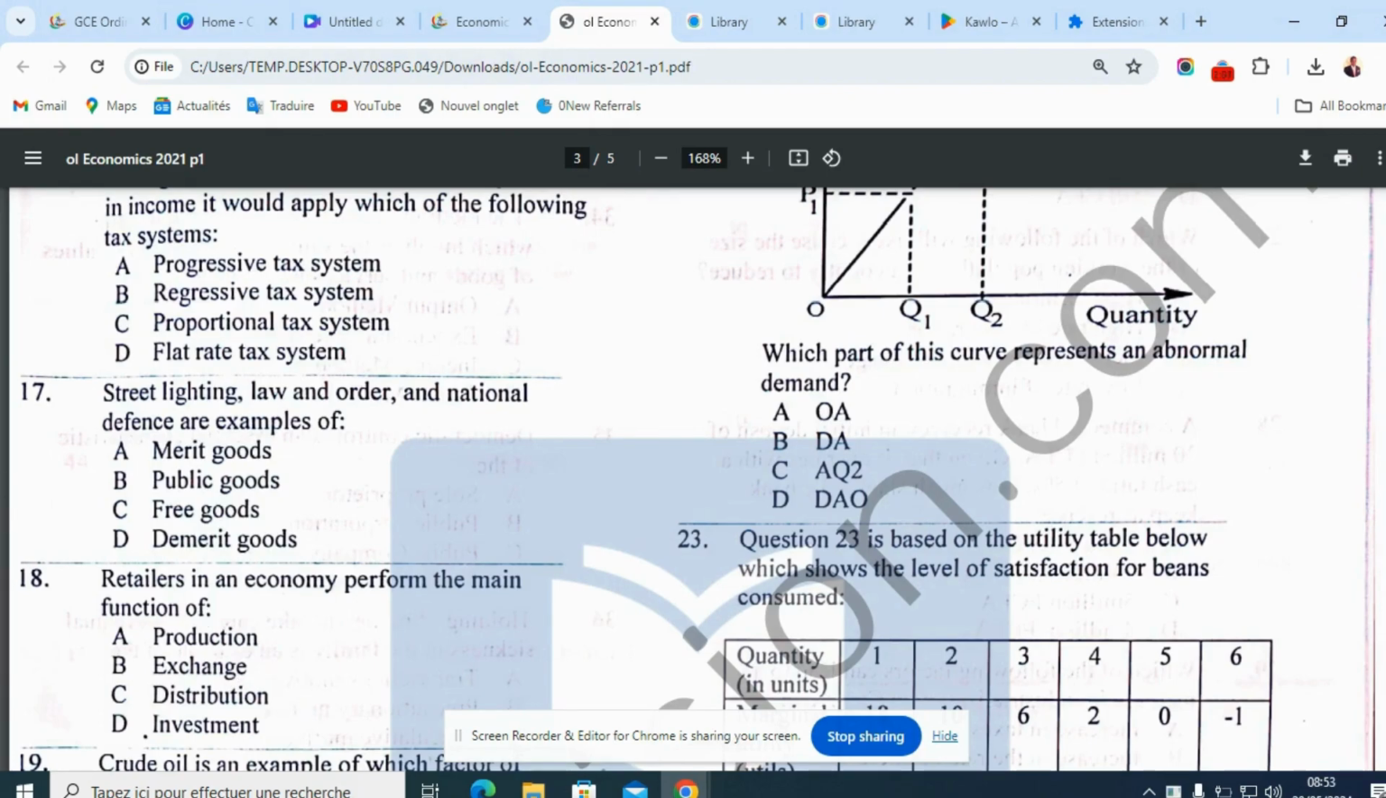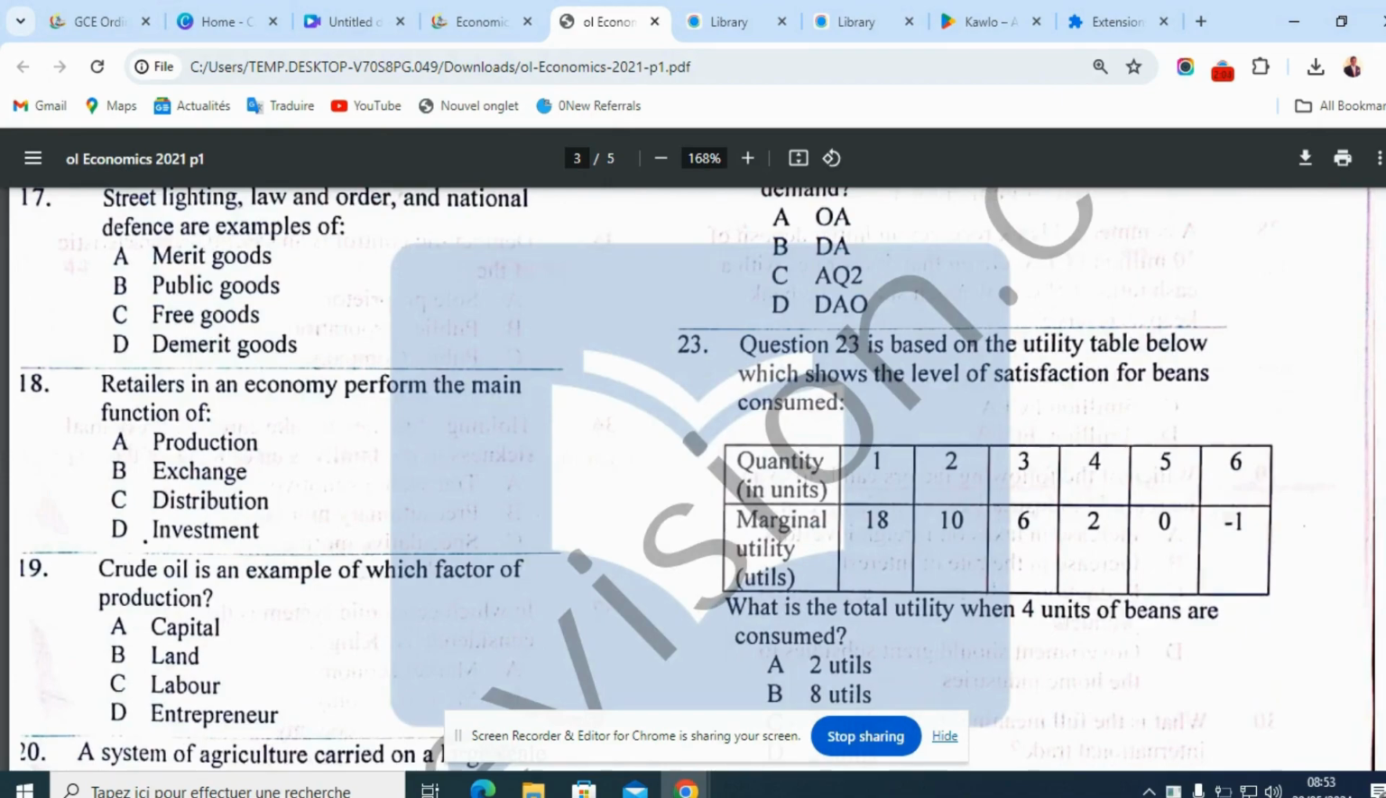18. Retailers in an economy perform the main function of. So what are the main functions? It's asking for the main functions of retailers in an economy, right? So that is 18. The main function of a retailer actually is distribution. It's not production. The retailer does not produce, it does not exchange, it does not invest, it distributes to other people. For example, those in the villages are distributors because they help distribute products, maybe Maggi and all the like.